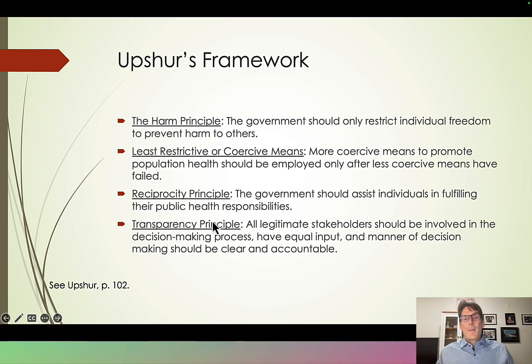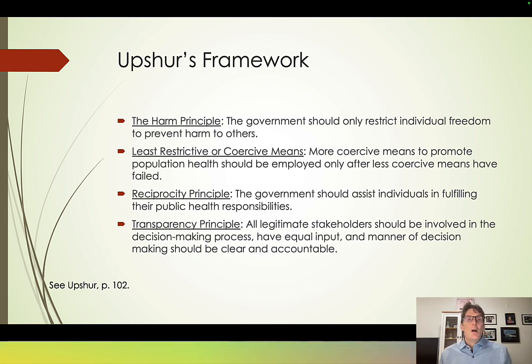So for this lecture, I'm just going to jump straight into Upshur's framework because many of the aspects of Upshur's article that precede the framework are very similar to the discussion in the Childress and colleagues paper from the previous lecture. So for example, Upshur spent some time talking about the differences between public health and medicine and explaining that because of those differences, public health ethics is different than medical ethics and so on. And so I discussed that in the Childress and colleagues lecture, so I'm not going to repeat all that here.